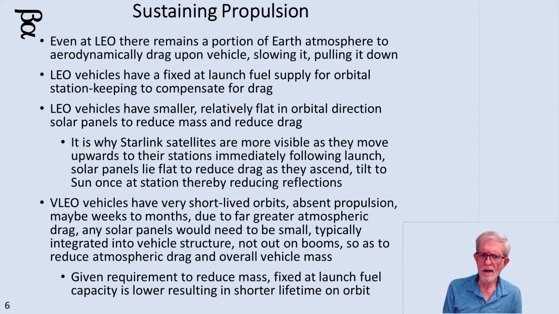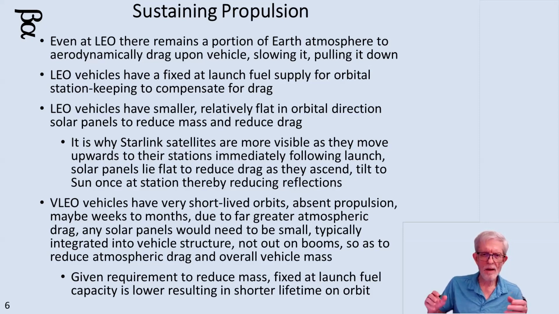The lower Earth orbiting ones need more fuel for this. This is why they usually give them about a 5-year lifespan. Even the ones with ion thrusters that use xenon or krypton or even argon gas. The Starlink satellites use ion thrusters because that allows them to not run out of fuel for about 5 or so years. The very low Earth orbiting satellites, if they don't have some kind of propulsion, may only last weeks to months.